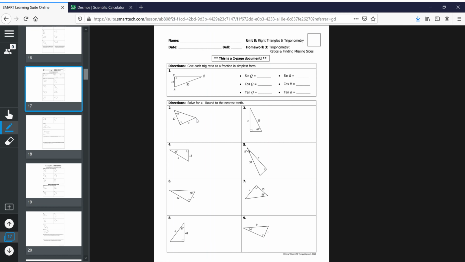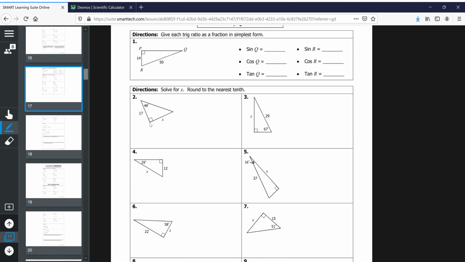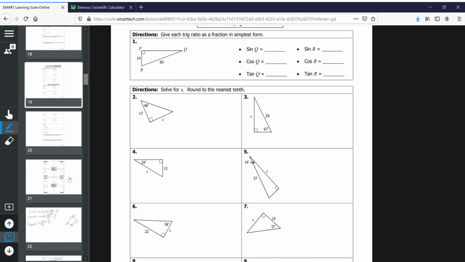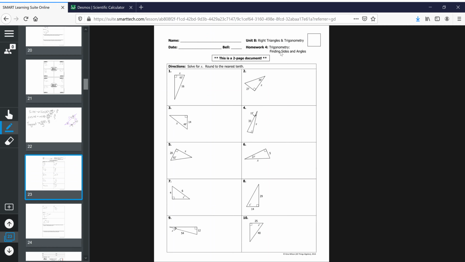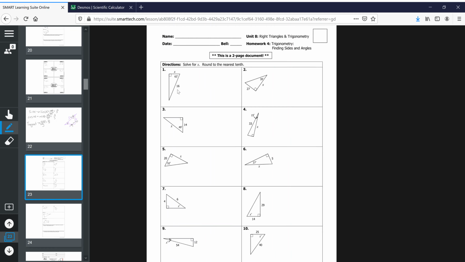In homework number 3, we solved for that missing side. Now in homework number 4, they show this and say you have to solve for missing angles and sides. They start out with what we did before, missing sides, and then eventually, starting at number 7, they do missing angles. I kind of like this because it reviews what we just talked about, and then it goes into 7, 8, 9. So to finish our review, let's just do some of these ones.